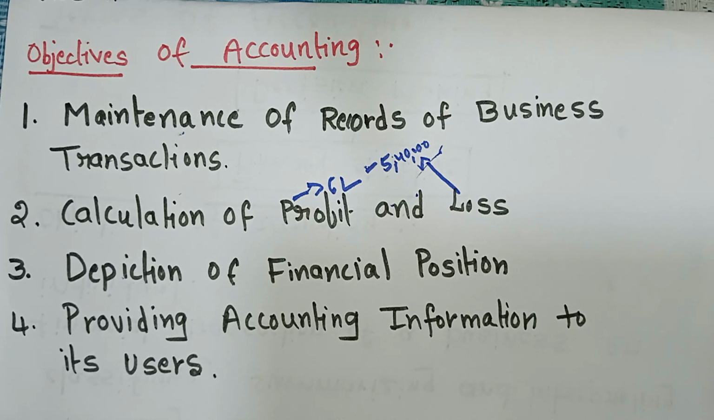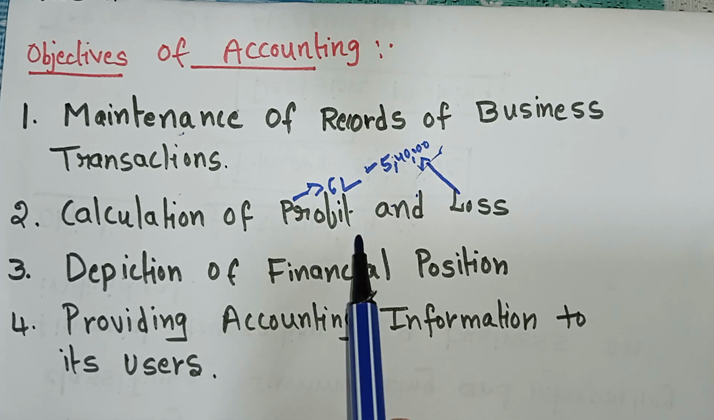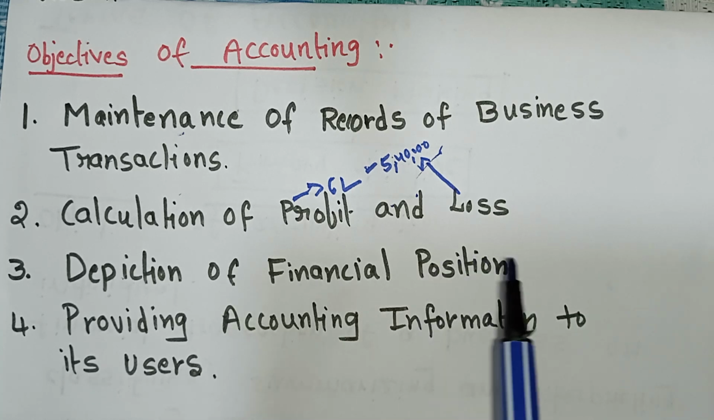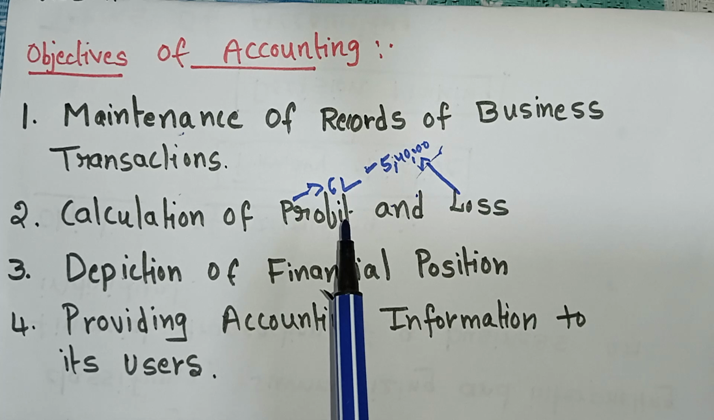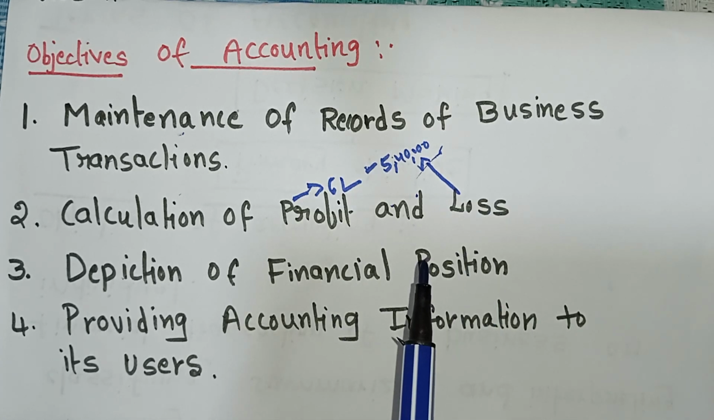So, the second objective is calculation of profit and loss. It means whether the business has earned profits or incurred losses. For this point, we need to prepare a profit and loss statement so that we get to understand whether the business has earned profits or incurred losses. Here I will explain this point through one example.